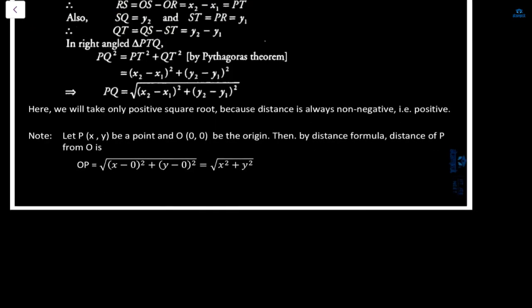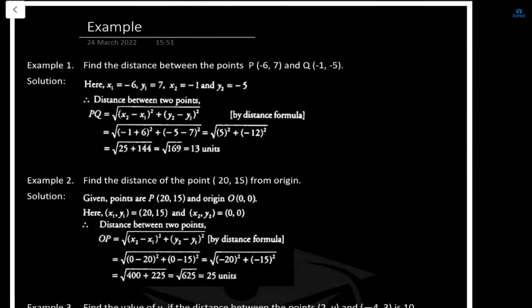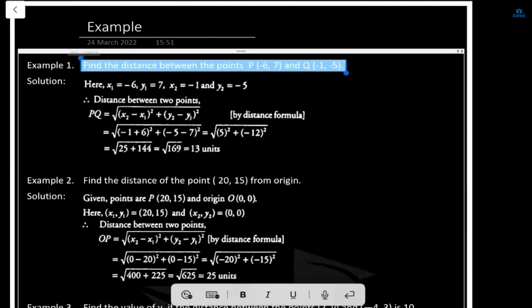Write down the proof also. For example, if you are finding the distance between a point and the origin, obviously one of the points will become 0, yes or no? Then if one of them is the origin, it will be root of x square plus y square. Ma'am, so if the question ever comes to find the distance from the origin, we can use root of x square plus y square. If it is a 1 mark question, you can directly write root of x square plus y square, or else you can write the formula and in the formula you mention 0.